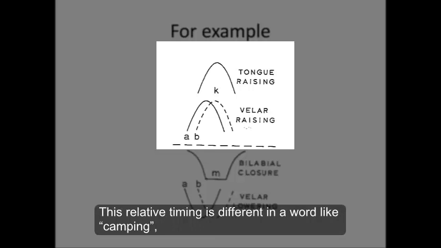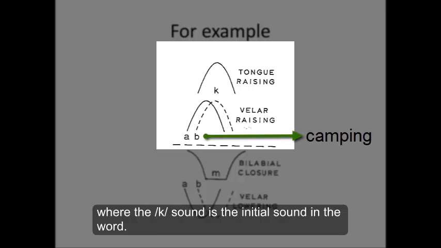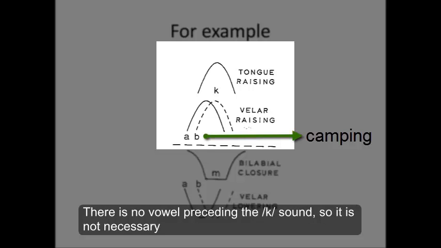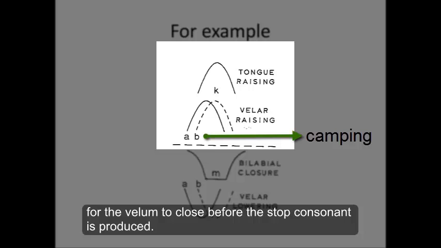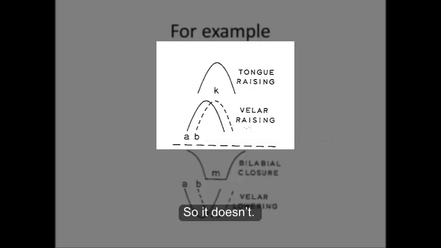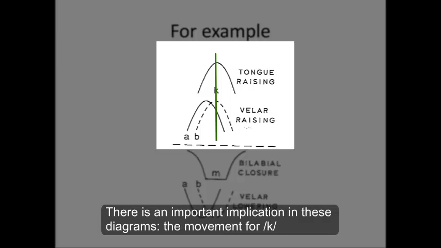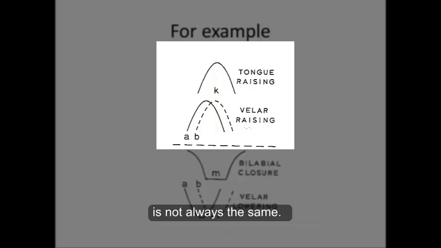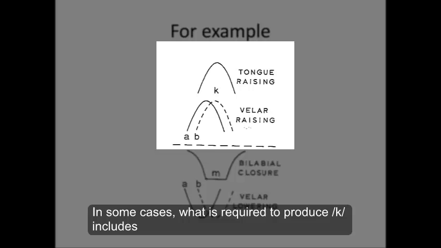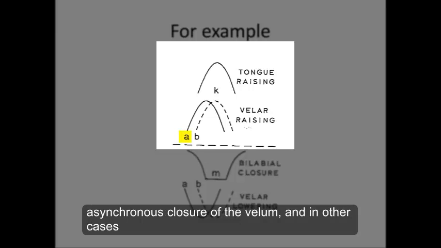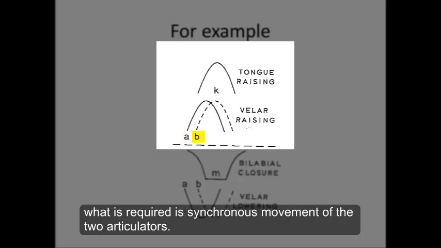This relative timing is different in a word like camping, where the k sound is the initial sound in the word. There's no vowel preceding the k sound, so it's not necessary for the velum to close before the stop consonant is produced, so it doesn't. Instead, the velar closure is coincident with the back of the tongue gesture. There's an important implication in these diagrams. The movement for k is not always the same. In some cases, what's required to produce k includes asynchronous closure of the velum, and in other cases what's required is synchronous movement of the two articulators.